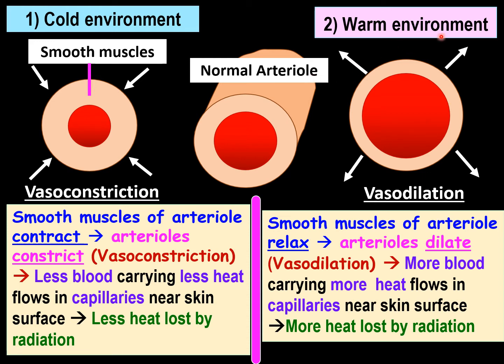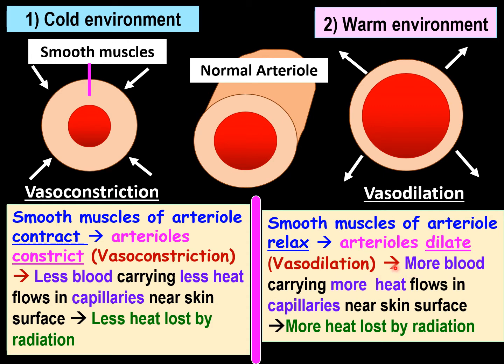Now in a warm environment, the smooth muscles of the arteriole relax. So when they relax, they are not contracting, then the size of the arteriole will become bigger. The lumen, or the hole in the center here, will become bigger in diameter so that more blood flows through it. So we say that the arterioles dilate. That means they become bigger in size, in diameter. And this process is called vasodilation.